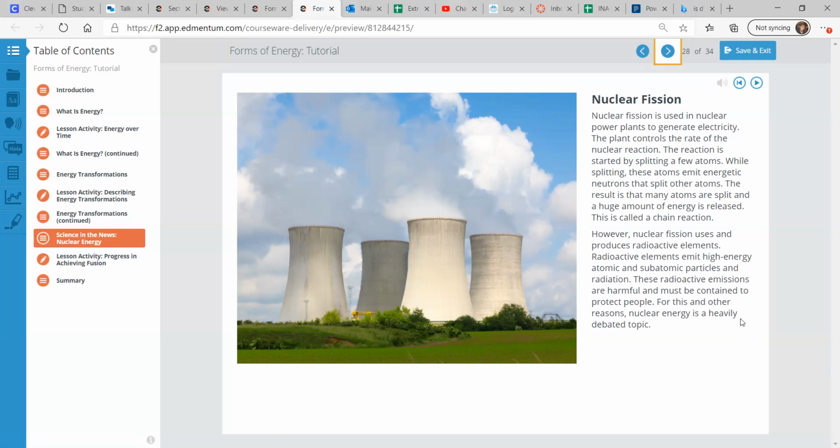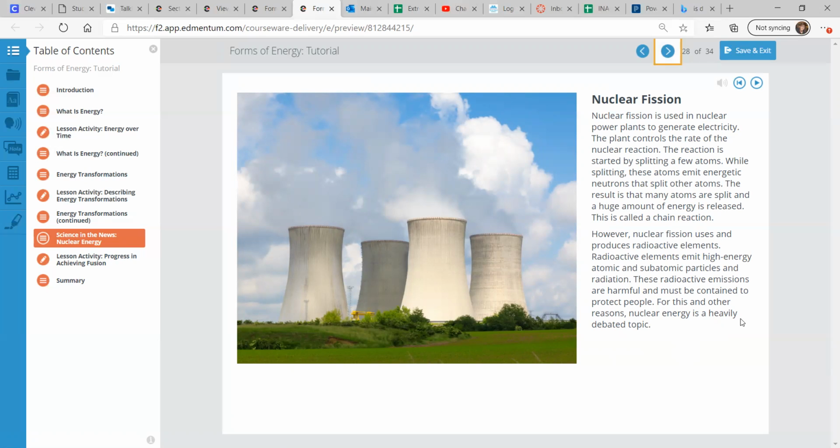Nuclear fission is used in nuclear power plants to generate electricity. The plant controls the rate of the nuclear reaction. The reaction is started by splitting a few atoms. While splitting, these atoms emit energetic neutrons that split other atoms. The result is that many atoms are split and a huge amount of energy is released. That is called a chain reaction, as in one little split of an atom leads to many other atoms splitting.